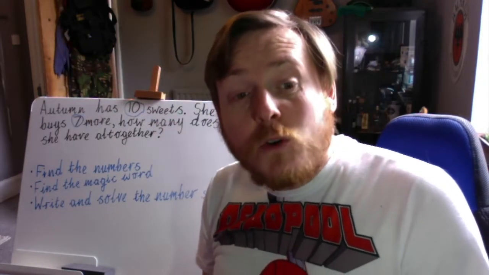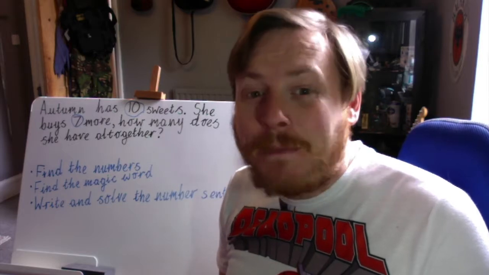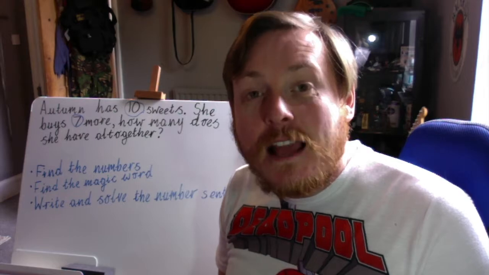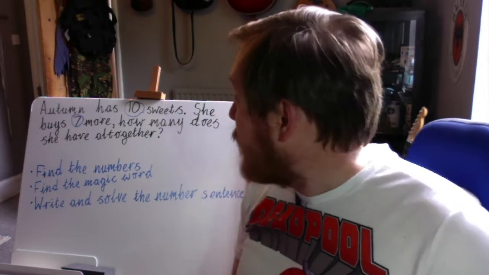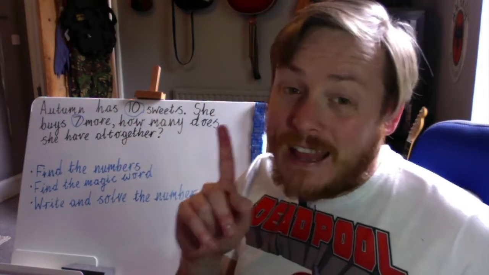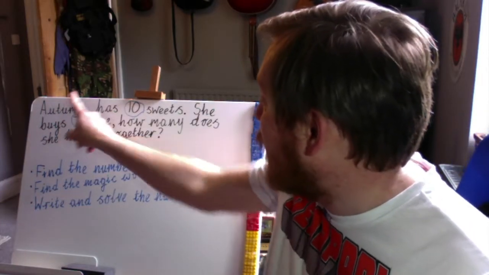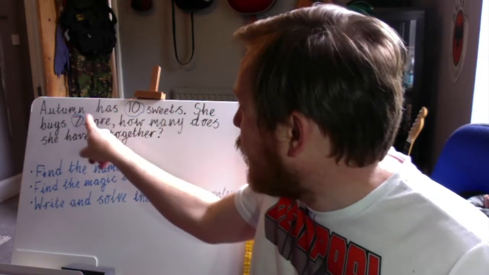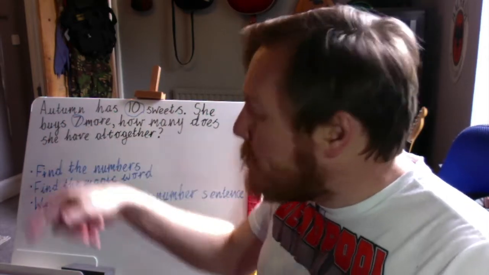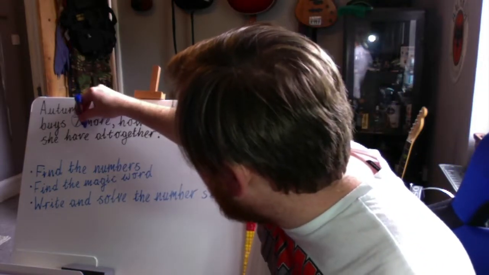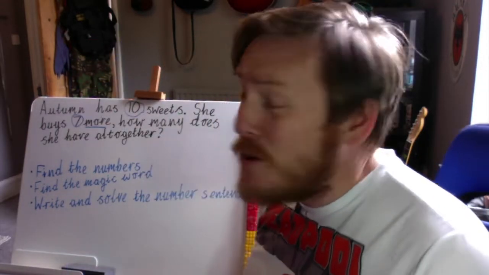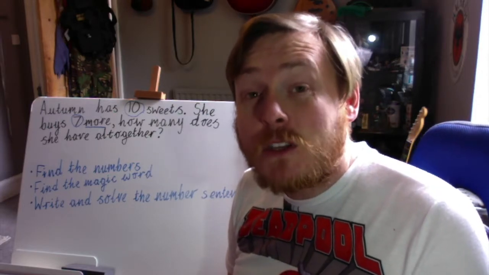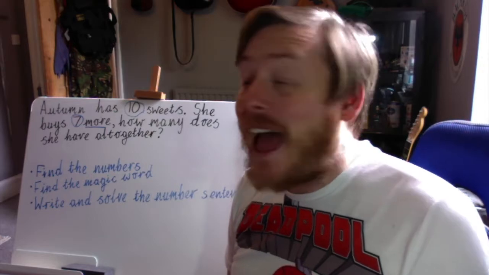Now, when we've done this before, do you remember us talking about magic words? The words that tell us what we need to do with our numbers in our sentence. That's what we're going to look for now. Let's see if we can find them. Has sweets. She buys more. More. That's one. That tells me that I get more, so my number will get bigger. That tells me what sort of number sentence that I'm going to need to write. If my number's going to get bigger, it's going to have to be an add.